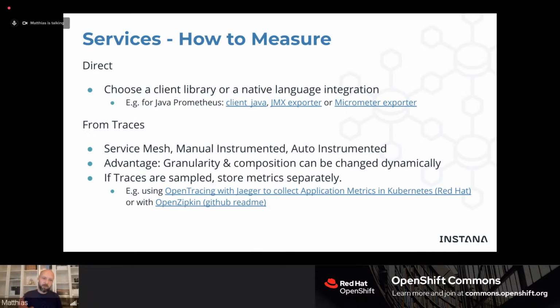Just one note: if you are sampling the traces, please be wary of this, and store the metrics separately. Actually, there's a good link that I found from a Red Hat colleague who did this with OpenTracing and Jaeger to collect and store the application metrics in Kubernetes. There's another example with OpenZipkin.